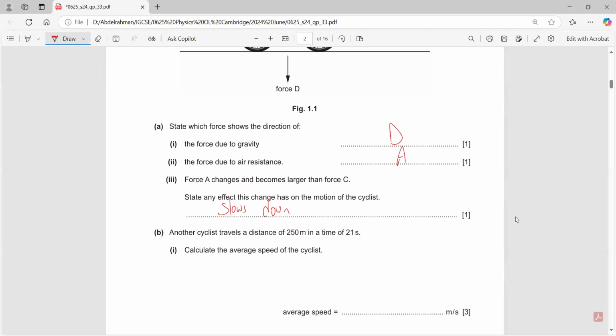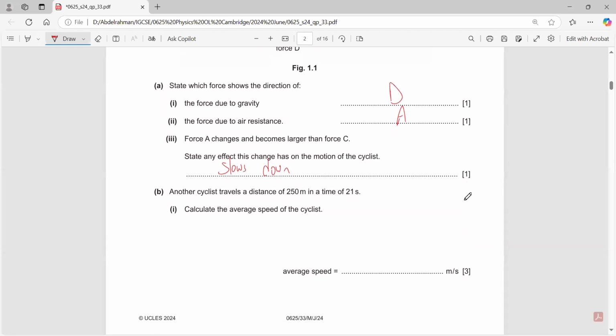Another cyclist travels a distance of 250 meters in a time of 21 seconds. Calculate the average speed. How can I find the average speed? Average speed equals total distance over total time. So the total distance is 250 meters and the total time is 21 seconds. 250 divided by 21 would be around 12 point something. Okay, so 12 meters per second. That is the average speed.